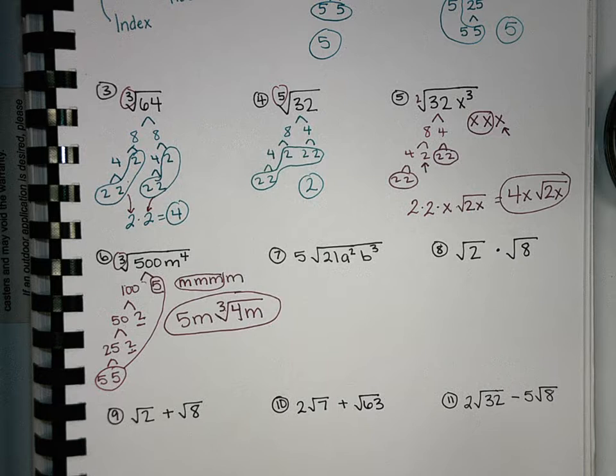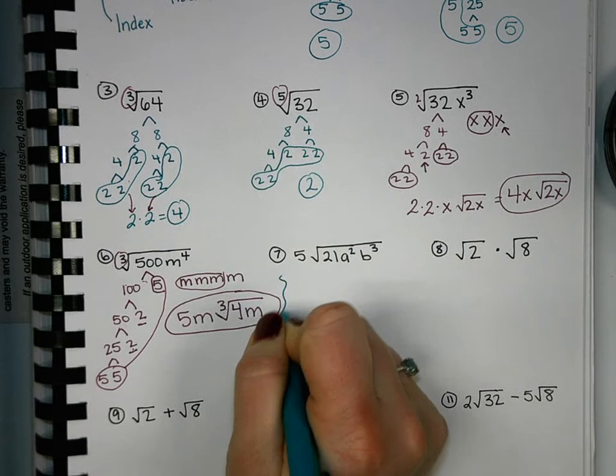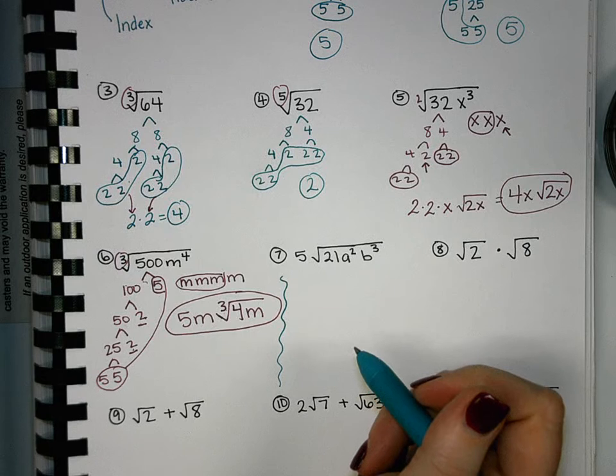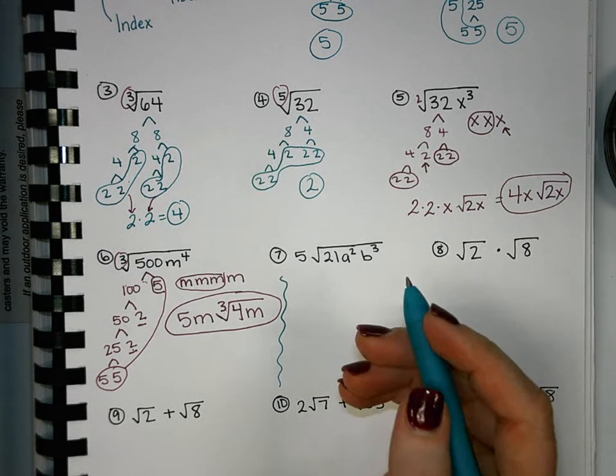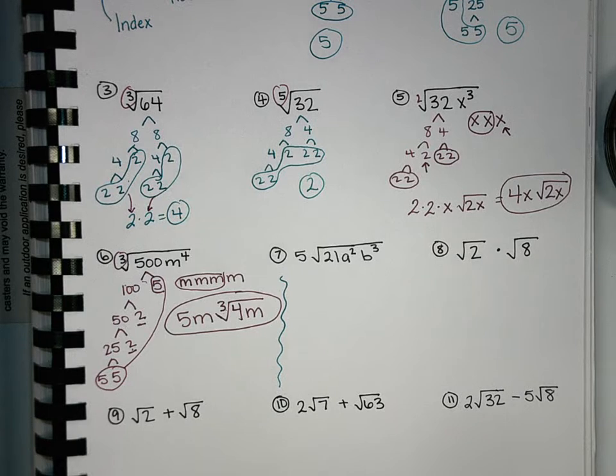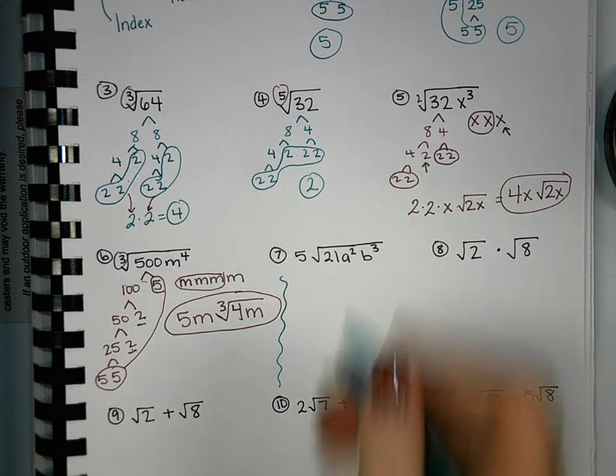Okay, so number 7. Anyone remember what we do with the number on the outside? We just leave it out there until we bring other stuff out there with it, and we'll multiply it at the very end. So it's just going to kind of tag along till we get to the very end.